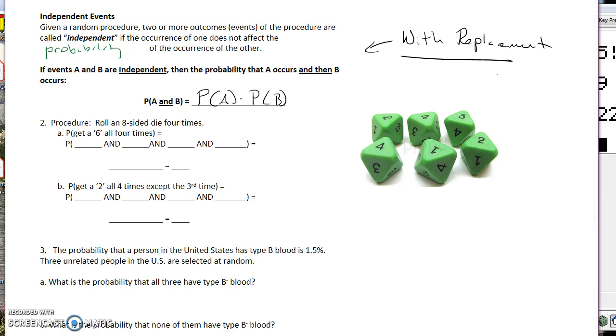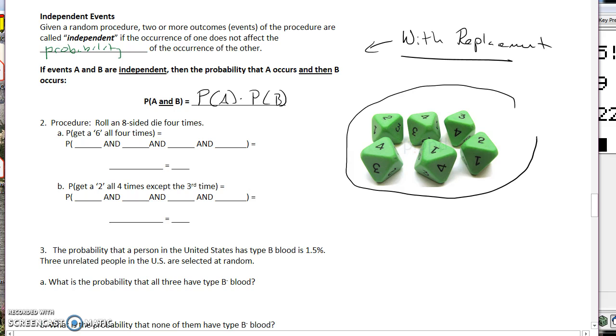So rolling a die 4 times and getting a 6 all 4 times. Sorry, back it up. Rolling an 8-sided die 4 times. Some people in my class earlier didn't know that there was such a thing as an 8-sided die. So here's a picture right here. These are what 8-sided dice look like. You can see that they're numbered 1 through 8. So it's finding the probability of getting a 6 four times in a row. There are 8 sides on that die and there's only one number 6. So the probability of getting a 6 on the first roll is 1 out of 8.